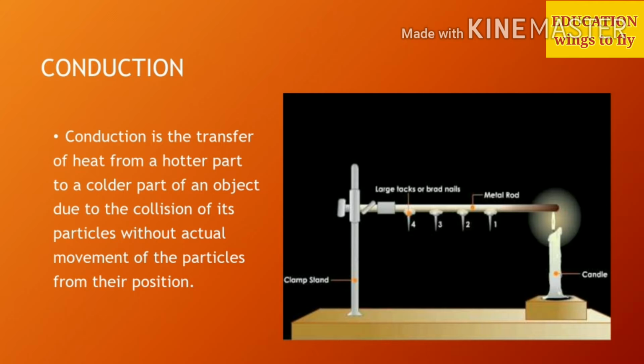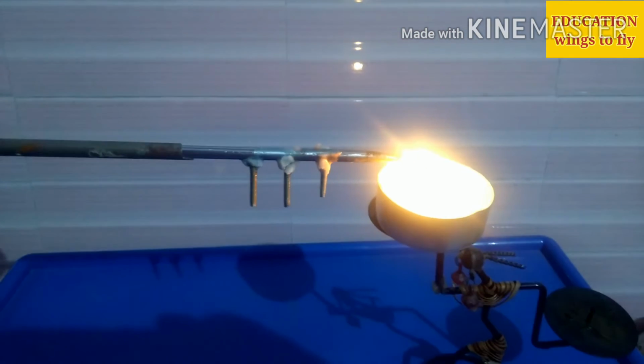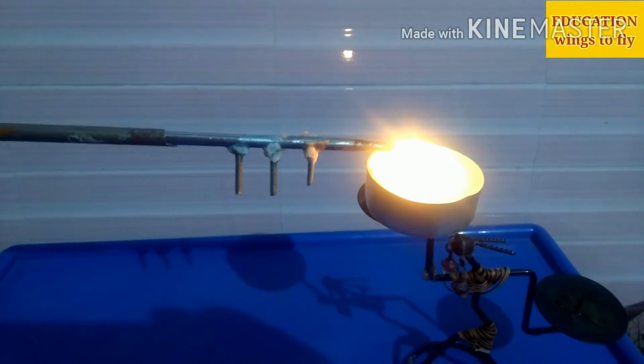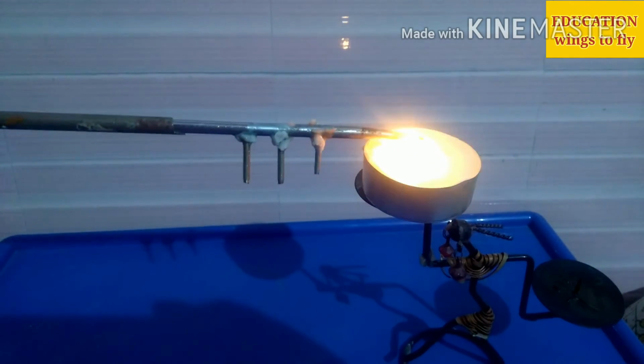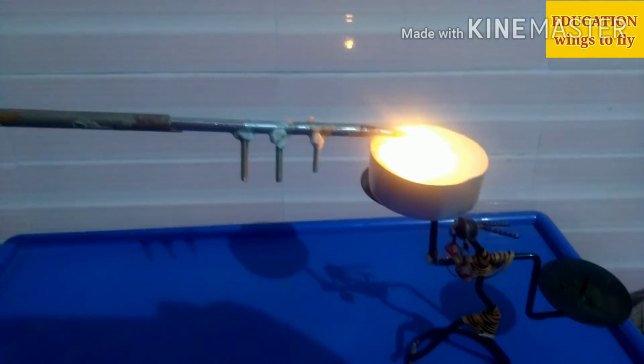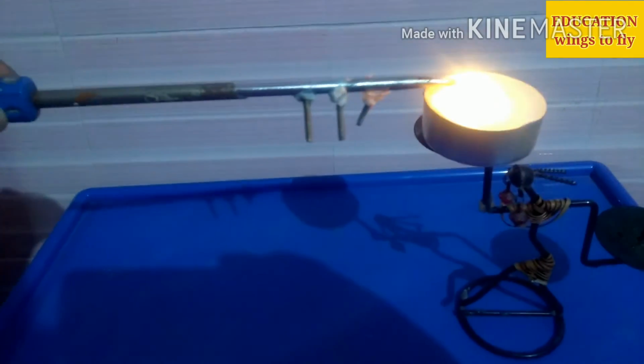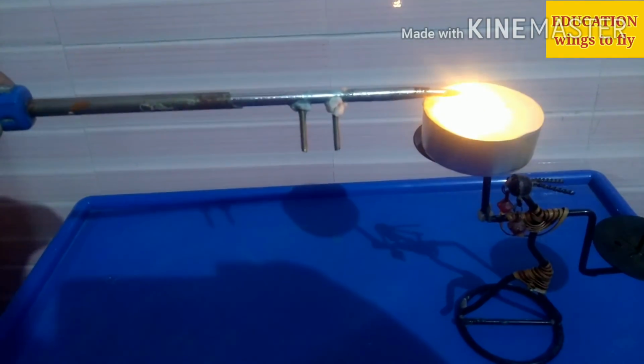So here one experiment is performed. I'm going to show you how to perform this experiment. The materials you require for this are a metal rod, a few nails, and a candle. So let's see how to perform this experiment. First, we take an iron rod, and with the help of wax, we place a few nails on this rod, and we heat it.